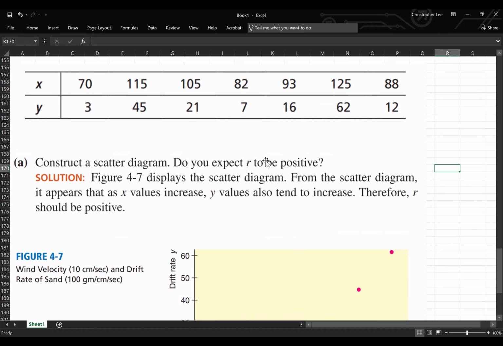So you see the 70 and the 3, when you put it on the graph, you're gonna go to the 70 on X, and then you're gonna go up to the 3 on Y. The pairs are the top and the bottom. So 70 and 3 is a pair. 115 and 45 is a pair. 105 and 21 is a pair, etc.